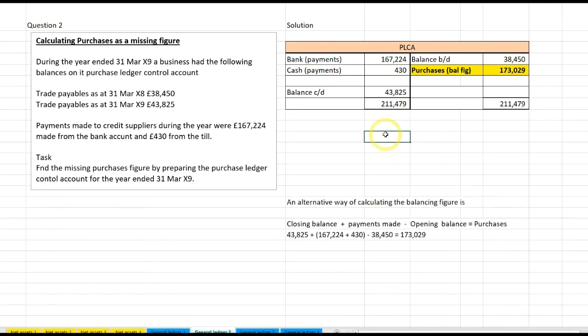If you prefer not to write out the T account, an alternative way of doing it is the same as with the sales. It's going to be the closing balance plus, in this case, payments made, minus the opening balances, which will equal your purchases. This brings us to the same answer of 173,029.